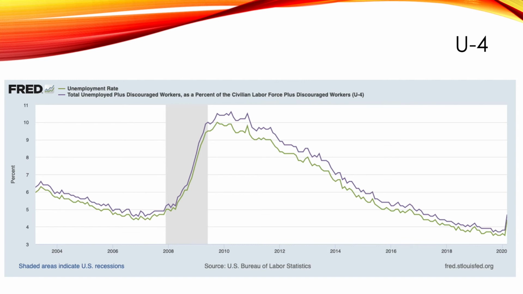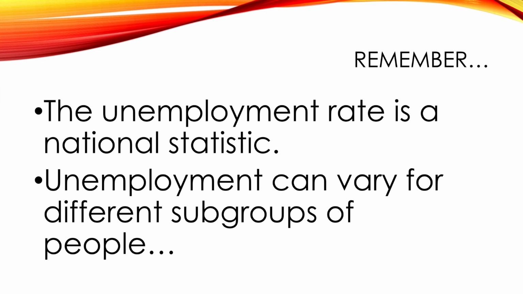Now, one thing, again, to be really careful about concerning the unemployment rate is that the unemployment rate is a national statistic, right? It applies to the whole country. And if the unemployment rate is like 10%, that doesn't mean 1 in 10 Americans is looking for a job. What that means is, 10% of Americans who are looking for a job and don't have one can't find one. So you have to understand what these statistics are actually telling you.